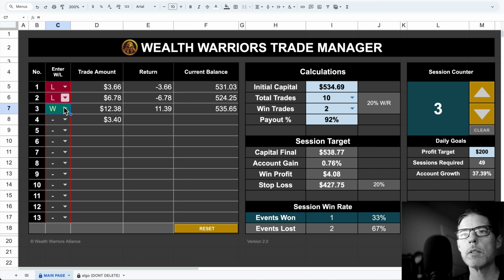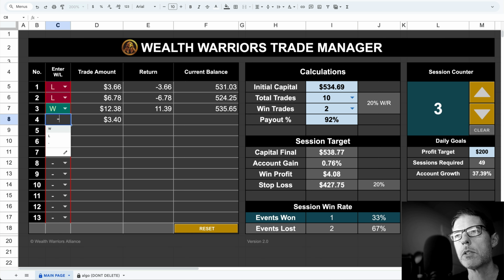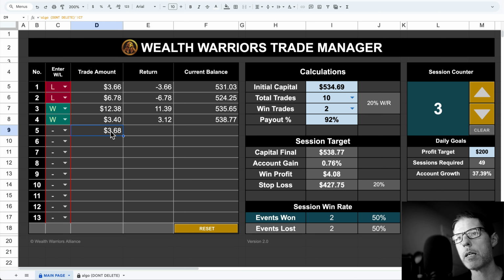So we had 2 losses and, excuse me, voice is cracking here. Let's go ahead and mark this as a win. And so now it gives you the next trade amount, but that doesn't mean you should continue trading, because the goal with these settings for this session is to win only 2 trades.